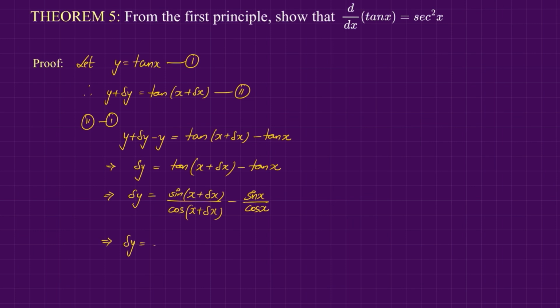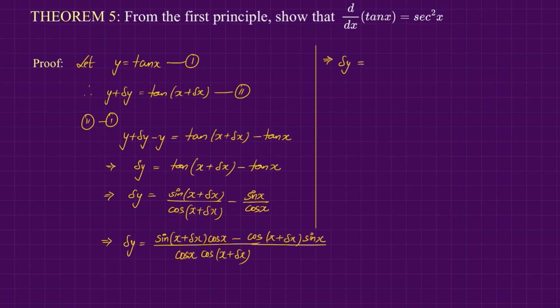Delta y equals, now if you take the LCM, then it will be cos of x into cos of x plus delta x in the denominator, and in the numerator you have sine of x plus delta x into cos of x minus cos of x plus delta x into sine of x. So this implies delta y equals, here in the numerator we have sine a cos b minus cos a sine b. This portion is a and this portion is b, where the portion means the angle. So this is sine a cos b minus cos a sine b.